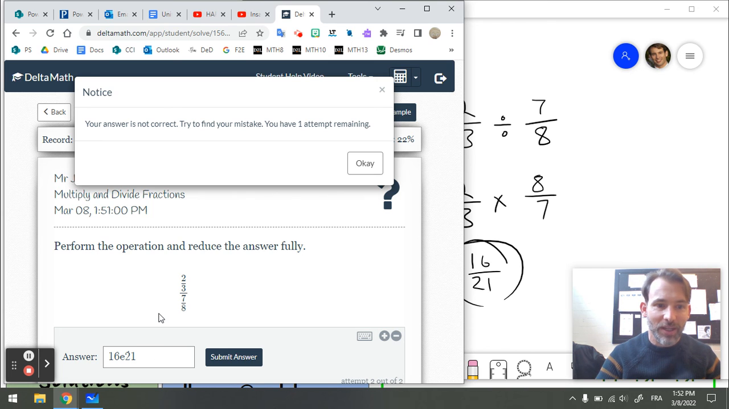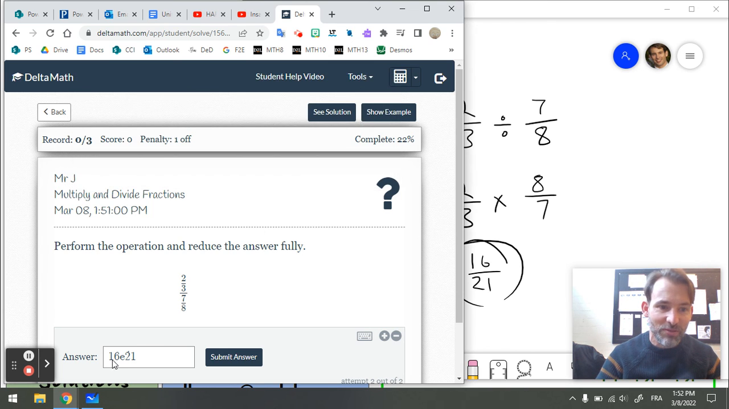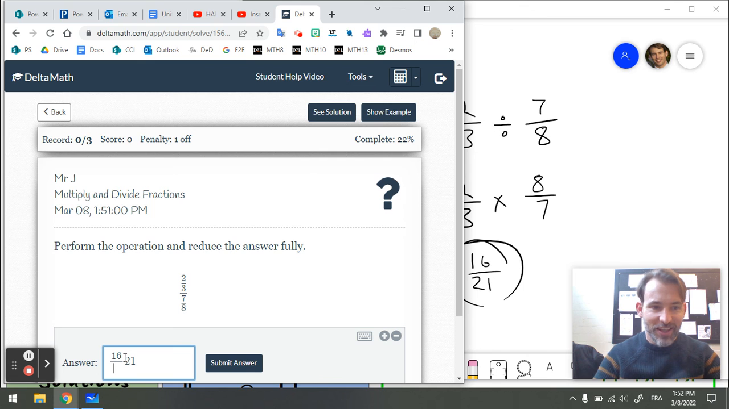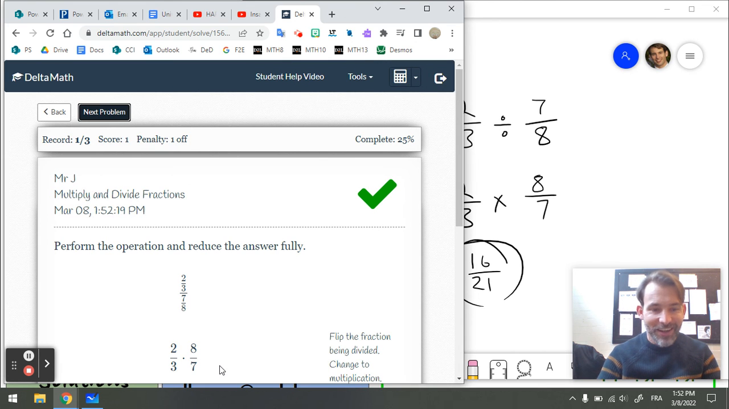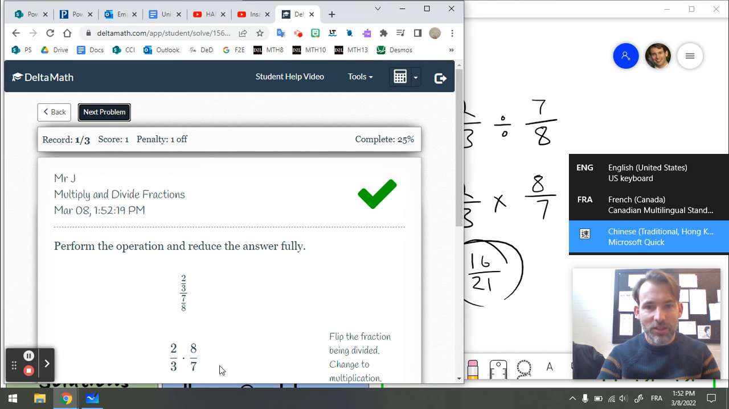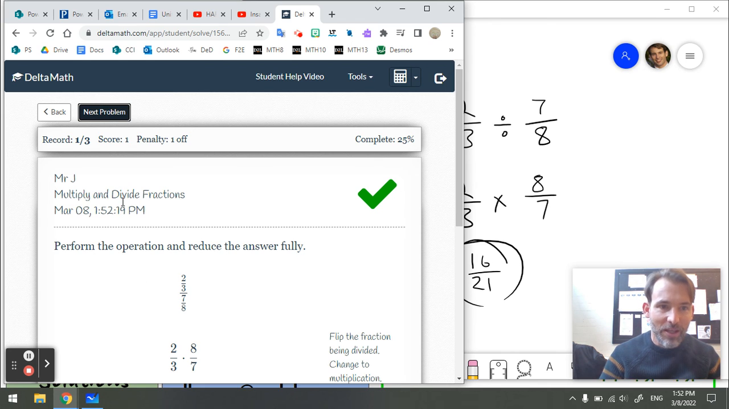Oh, I'm in French. My keyboard is in French. There. Over 21. And there we go. Hooray. All right, so let's put this back in English, not Chinese, English. There we go.